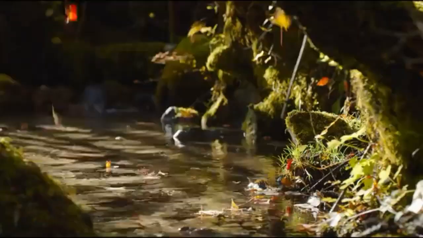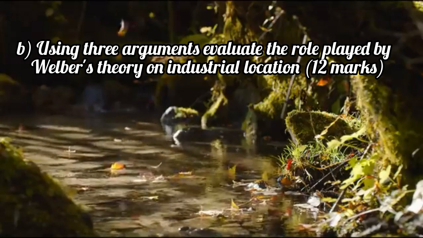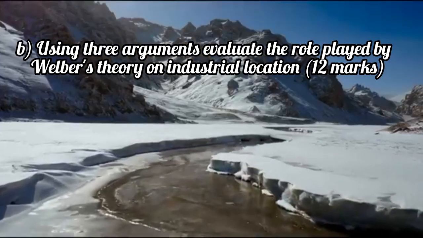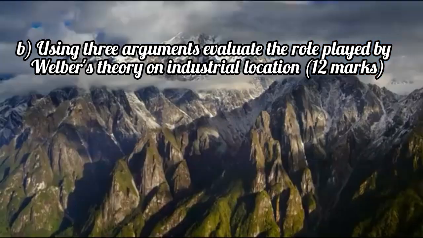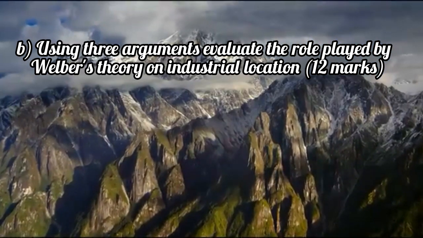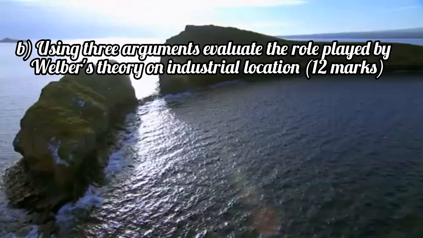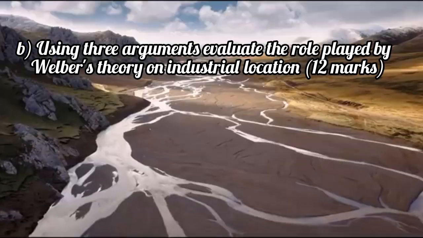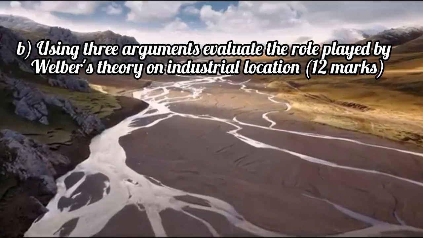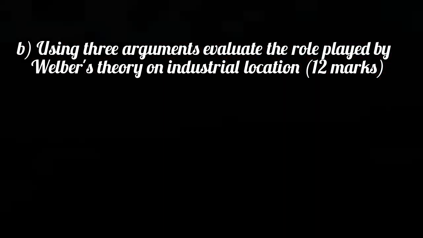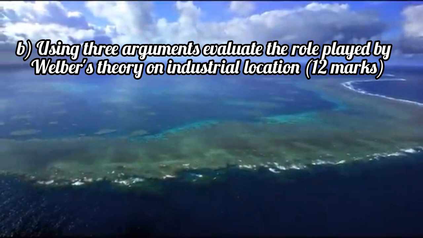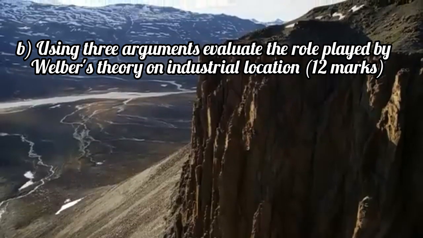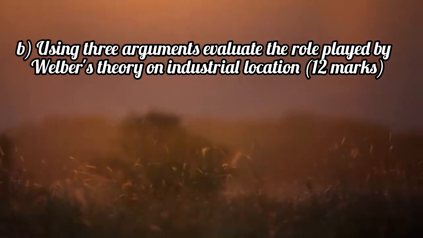B, using any 3 arguments, evaluate the role played by Weber's theory on industrial location, 12 marks. Now, Alfred Weber proposed his theory in the year 1909, where he classified industries in 3 stages, and from these 3 stages he gave his conclusion to these industries. Now, you bring out in the paragraphs below the 3 stages, and later we bring out his conclusion.